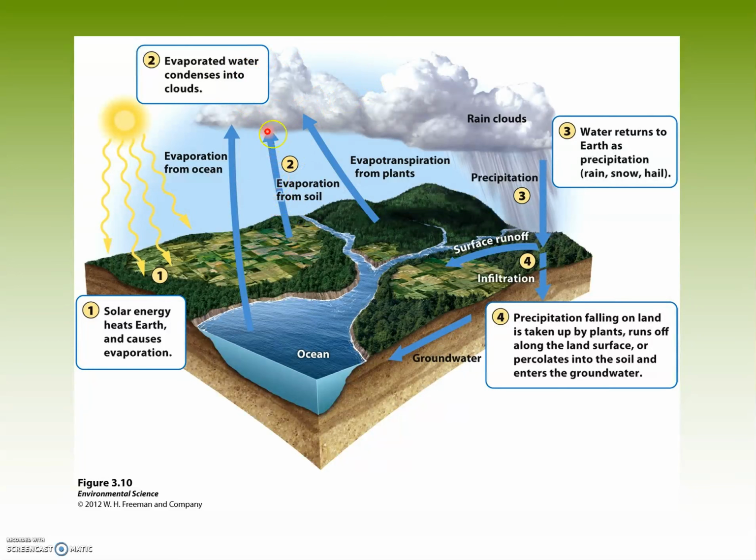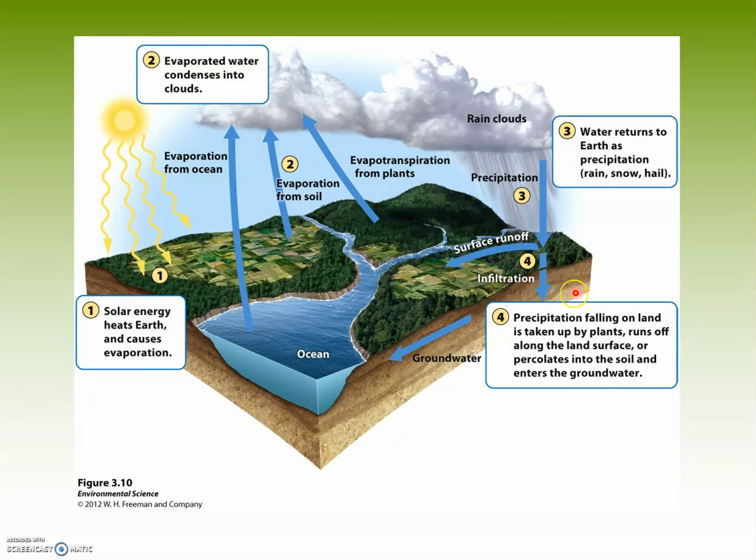We have evaporation of water from the soil, and evapotranspiration, which is water moving from plants. So we have all of these sources of water making their way back into the atmosphere, back into clouds. We then hit the next level, which is precipitation. So water falls back to Earth. It falls as rain or snow or hail.